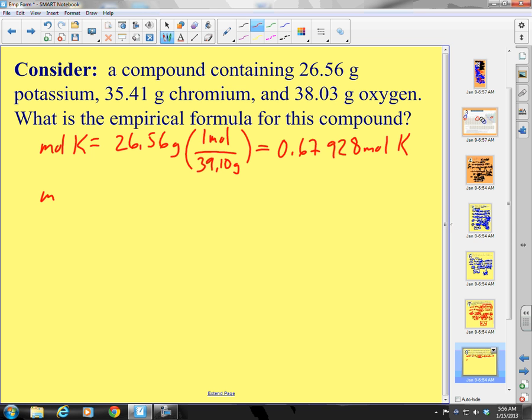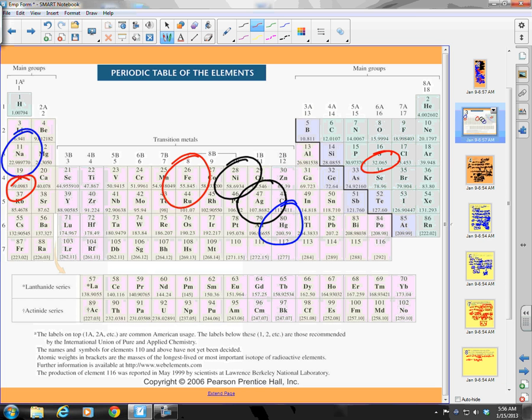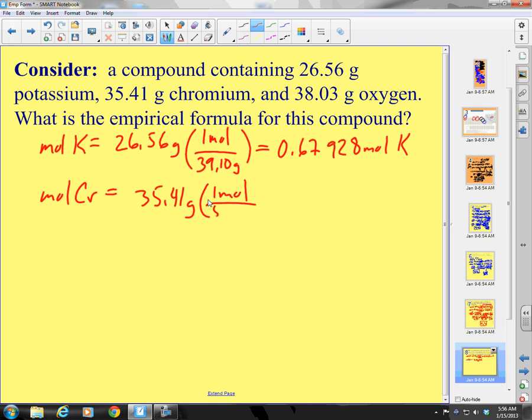How about moles of chromium? Moles of chromium equal 35.41 grams times 1 mole per, let's go to our periodic table. Where's my chromium? Oh, here it is. Looks like 52.00. If I go with 4 sig figs, 52.00 grams. So here we go. Store 1. 35.41 divided by 52, and what do I get? 0.68096 moles of chromium. Cool.